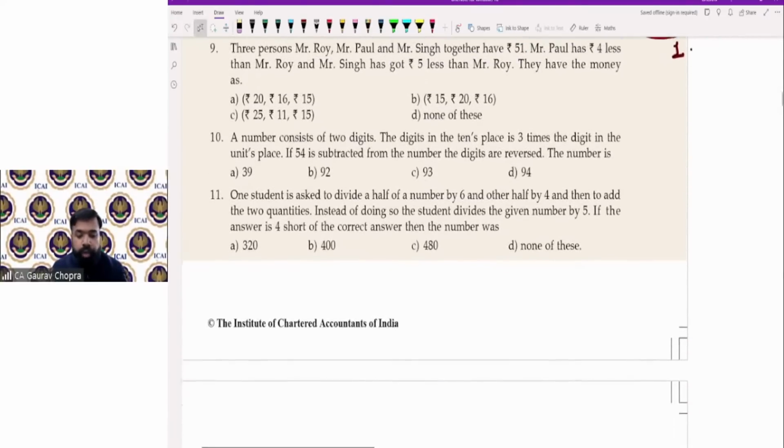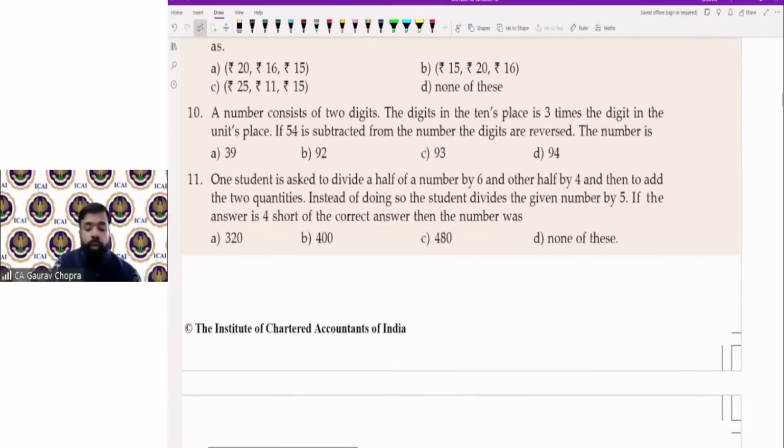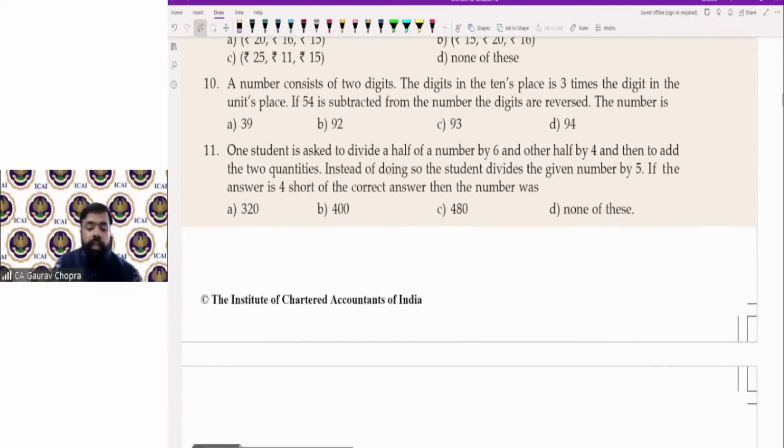Now let's try the 10th one. A number consists of 2 digits. The digit in tens place is 3 times the digit in unit place. Now a similar example we have done. So those who had a doubt in the above example, you can focus on this question also so that it will get cleared. So what is the digit in tens place? 3 times the digit in unit place.